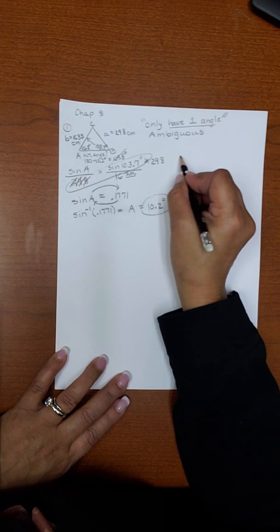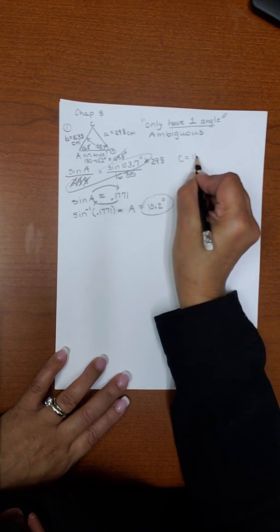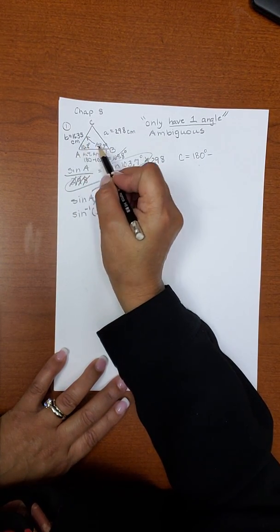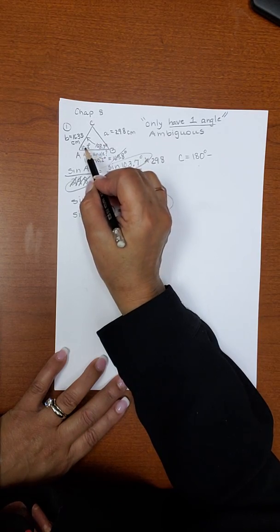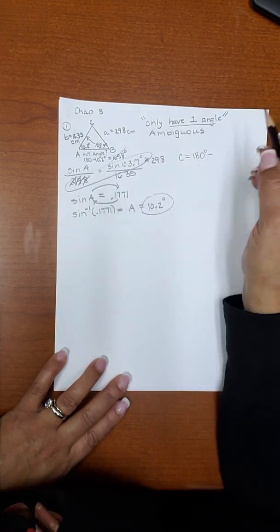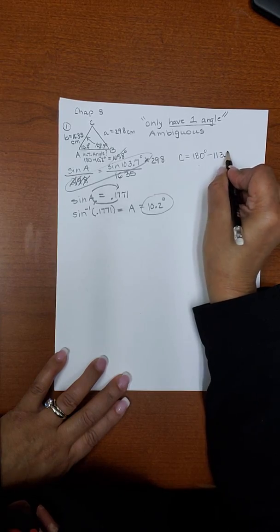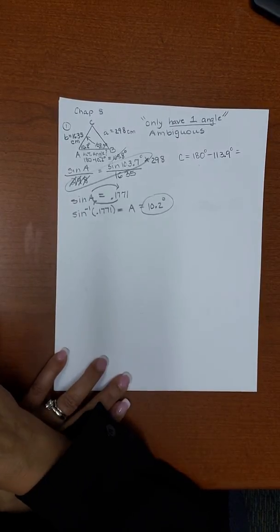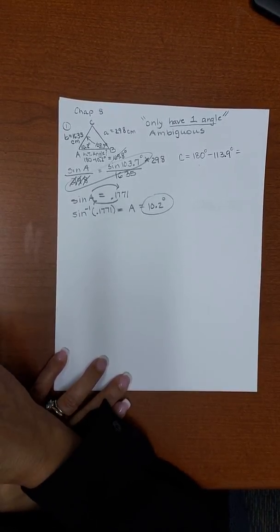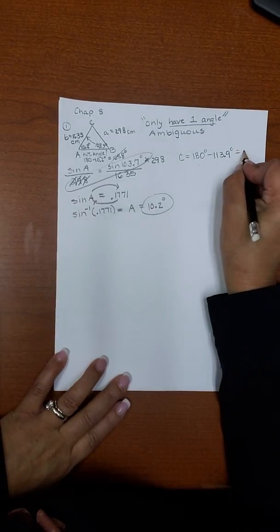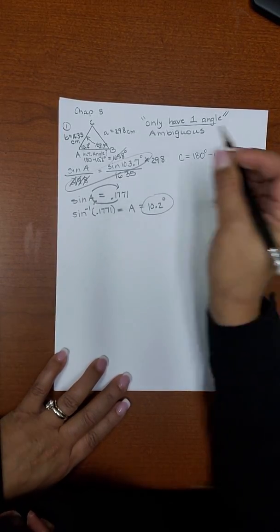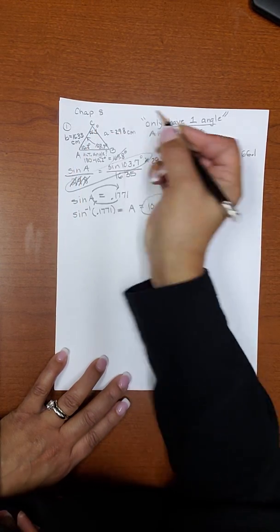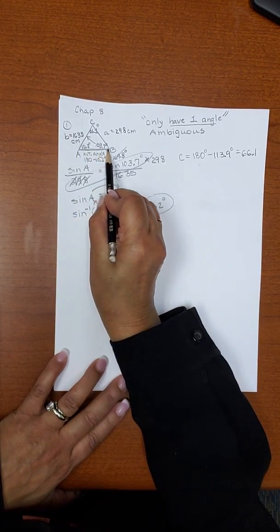Next easiest thing to find would be angle C. It'll be 180 minus the other two angles that we have in the triangle, which the sum of those, I can just subtract both of those at one time by adding them together. That would be 113.9. And that tells you what's left for angle C. Okay, so 180 minus 113.9 gives you 66.1. Okay, so we have all three angles. All that's left is finding side C right here.